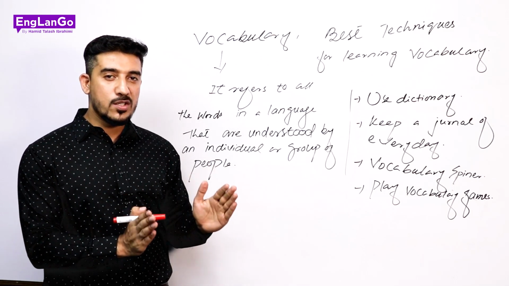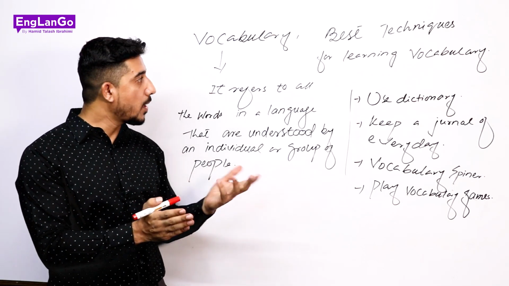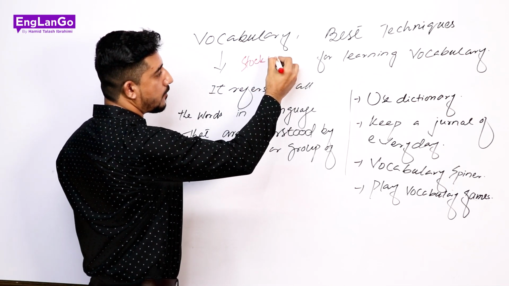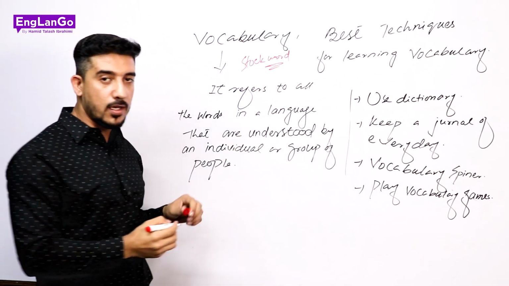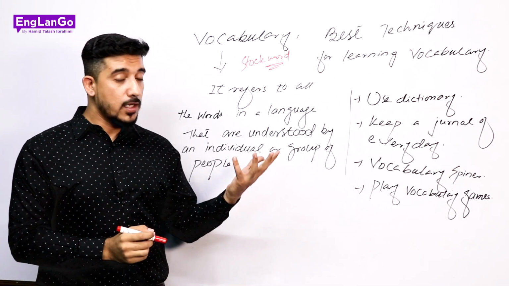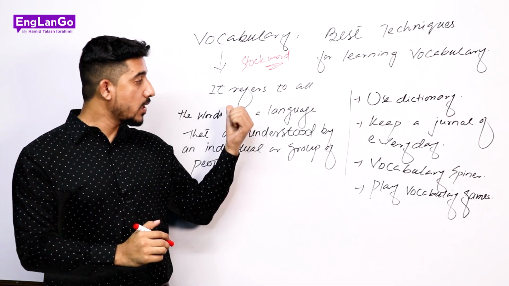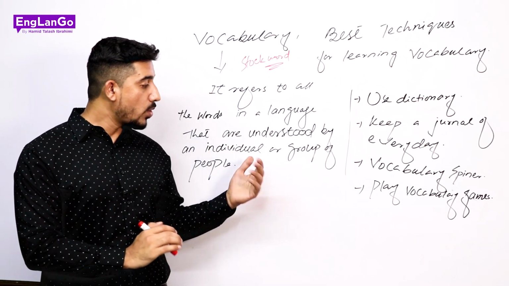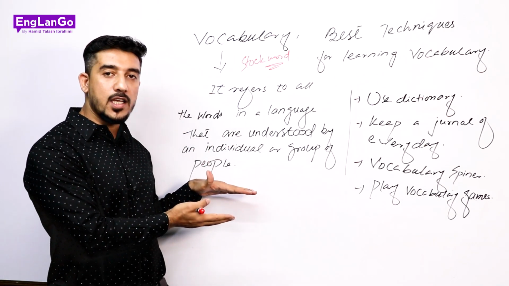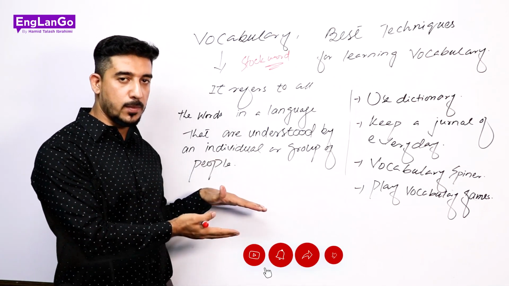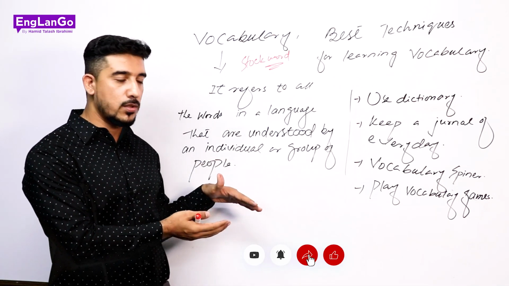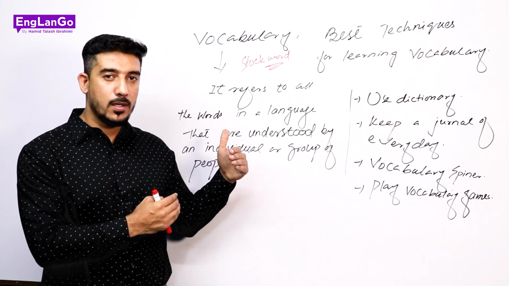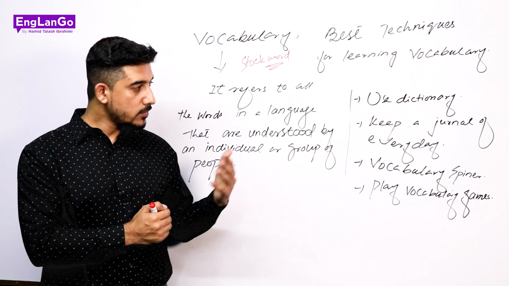First of all, you need to know what vocabulary is. Vocabulary is known as stock of words. You need to have a stock of words to communicate and describe things. If we define vocabulary, then we are saying that it refers to all the words in a language that are understood by an individual or group of people. Those words that could be clear for an individual and group of people.